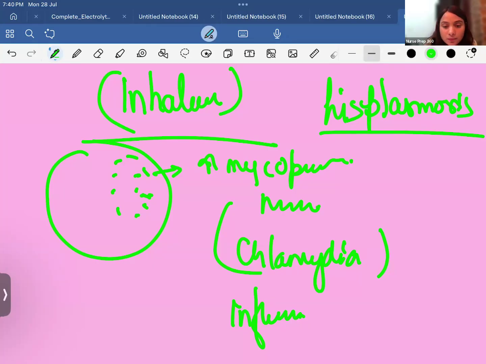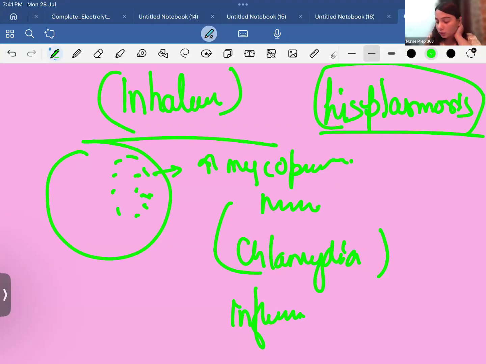Initially, COVID-19 was also affecting your lungs. Initially they were showing the signs and symptoms of pneumonia. After the treatment of COVID-19, the patients were getting black fungal pneumonia. You remember in hospitals? There's one thing I want to talk about, that is histoplasmosis.